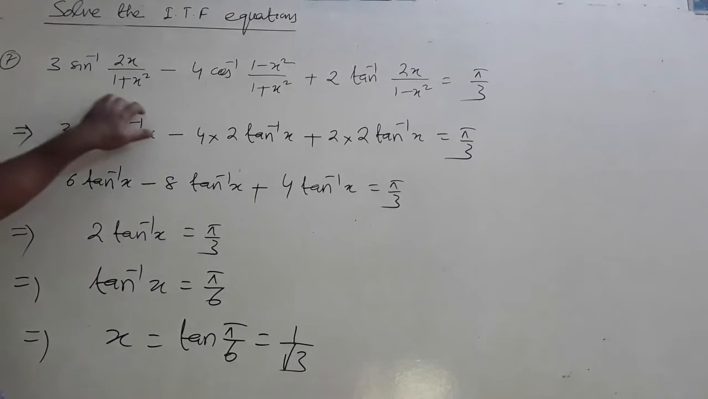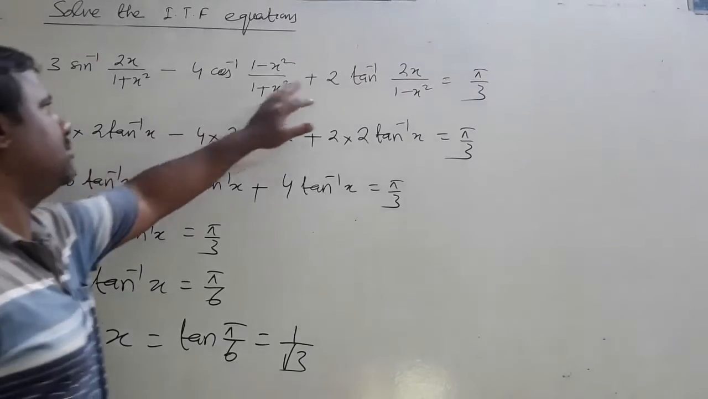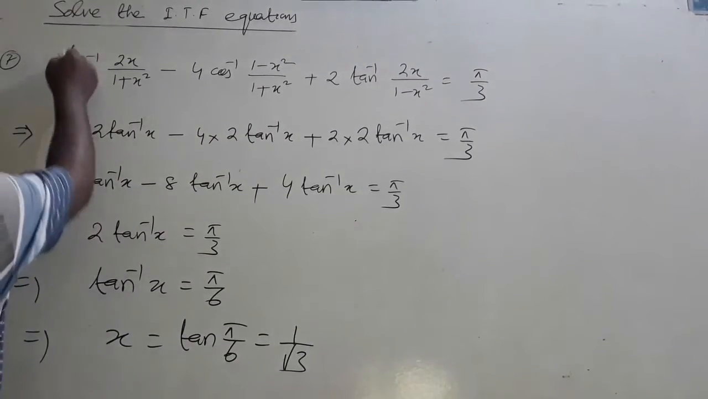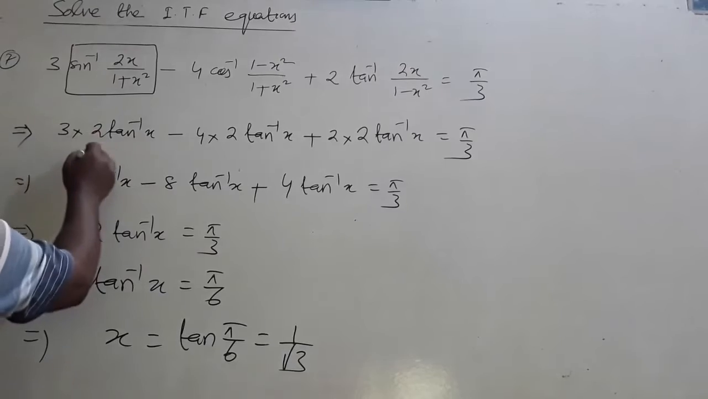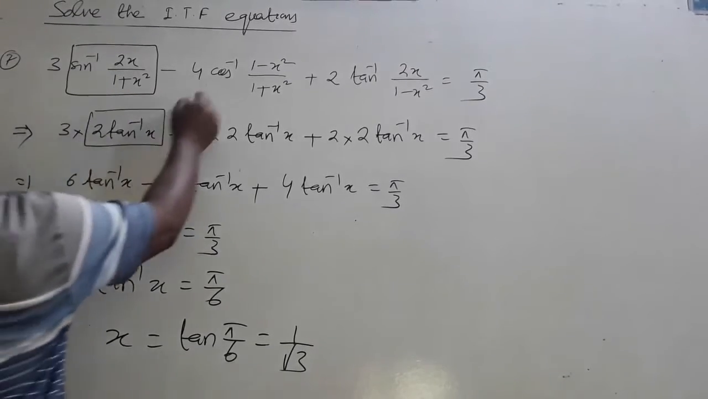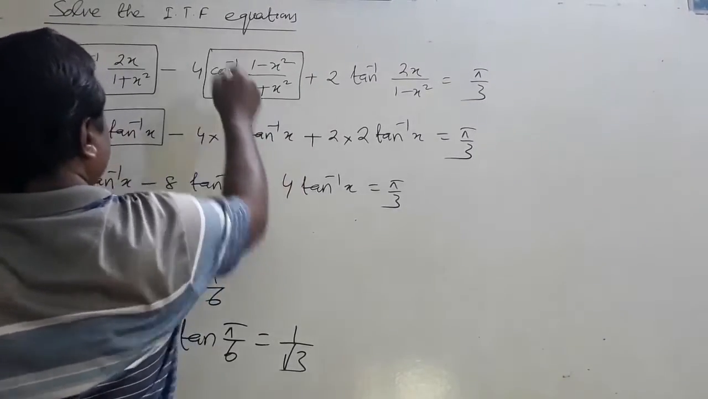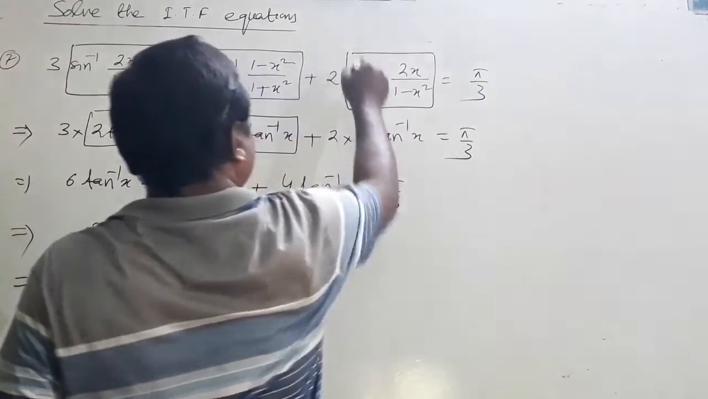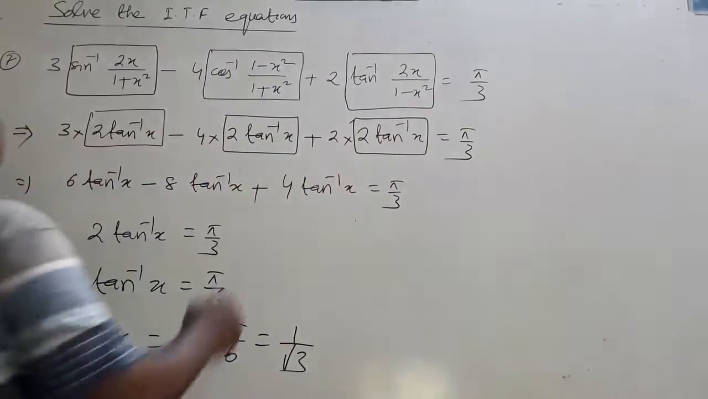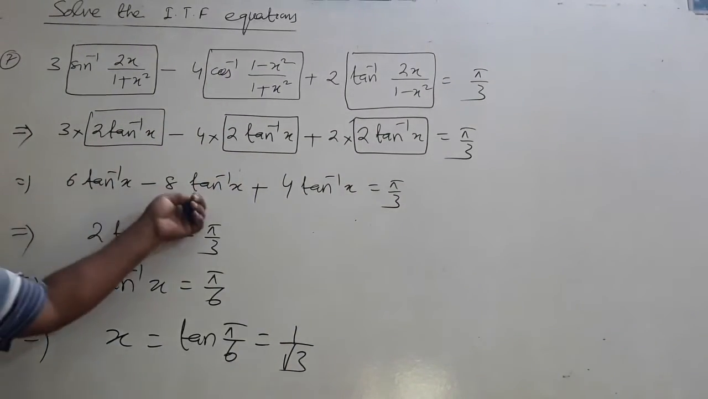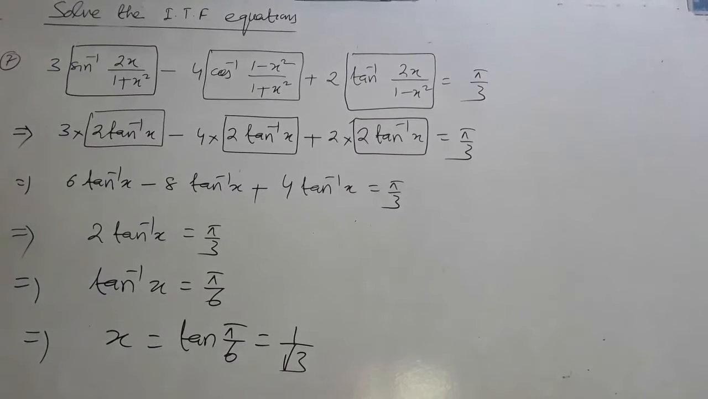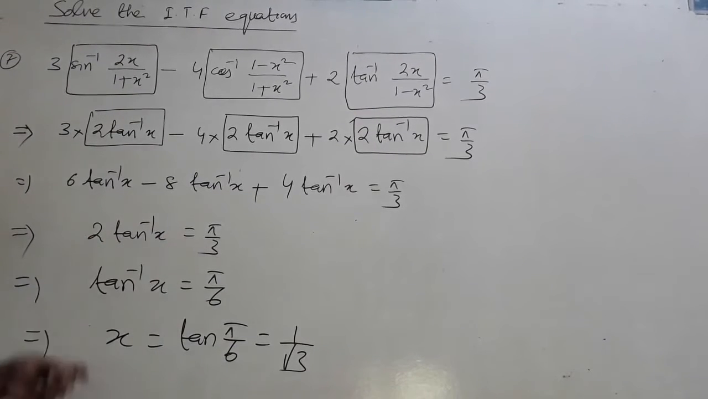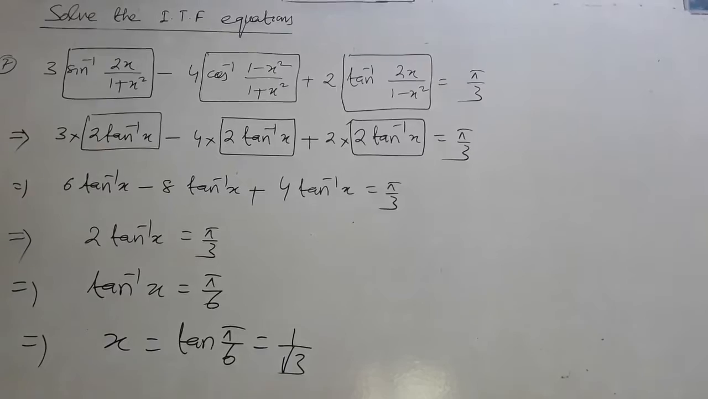Now 3 sin inverse of this minus 4 cos inverse of this plus 2 tan inverse of this. And we know sin inverse of 2x by 1 plus x square is 2 tan inverse x, and cos inverse of (1 minus x square) by (1 plus x square) is also 2 tan inverse x, and tan inverse of 2x by 1 minus x square is also 2 tan inverse x. It becomes 6 tan inverse x, it becomes 8 tan inverse x, it becomes 4 tan inverse x, equal to pi by 3. So 2 tan inverse x is pi by 3, tan inverse x is pi by 6, and tan pi by 6 is equal to 1 by root 3. Okay, it is the answer.